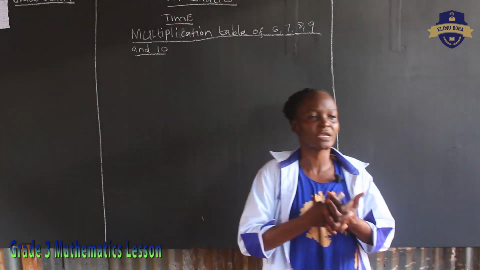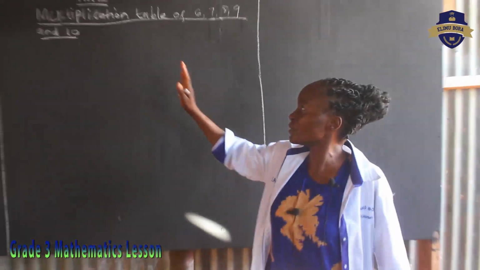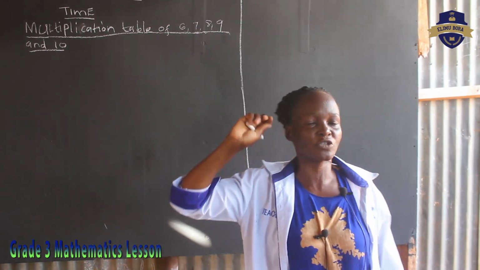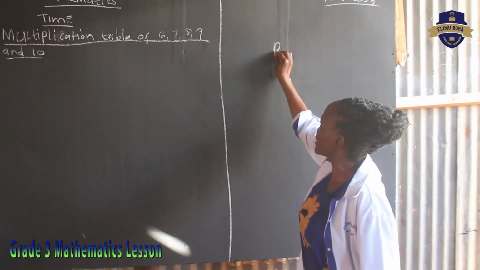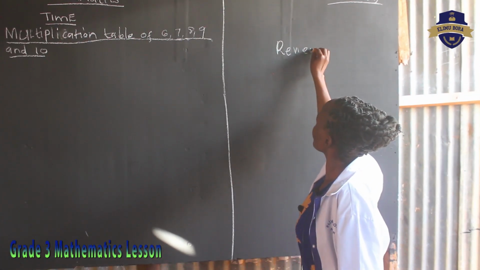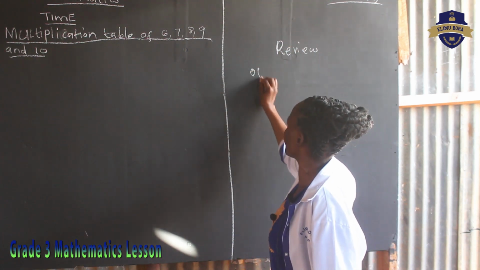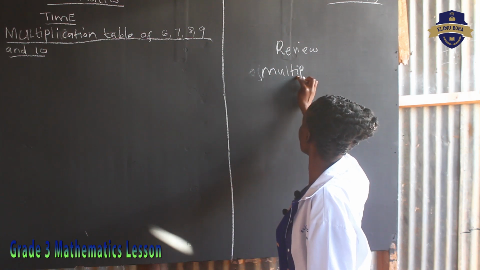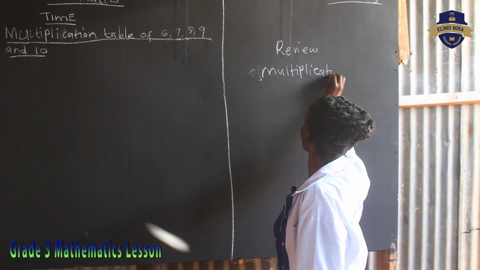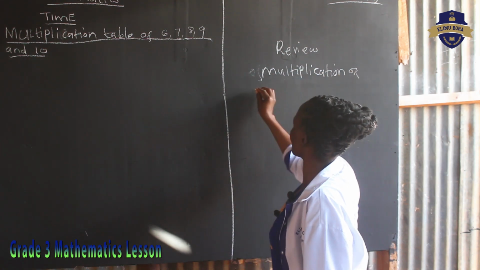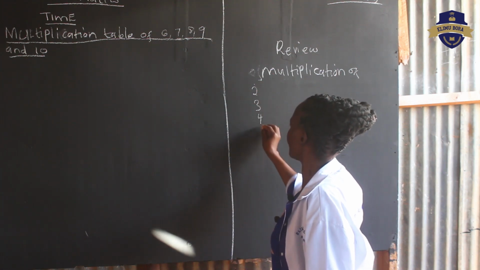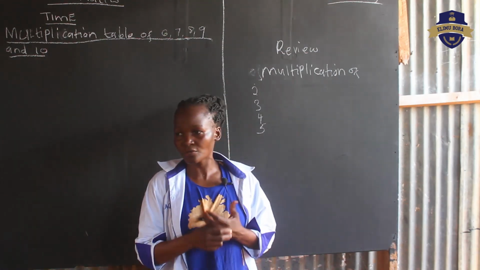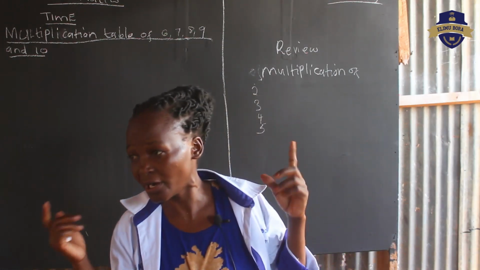So we want to look at multiplication tables of those numbers. But before we look at the multiplication tables of 6, 7, 8 and 9, we want to review the multiplication of 2, 3, 4 and 5. But this one I will not write on the chalkboard. I am going to ask an oral question.